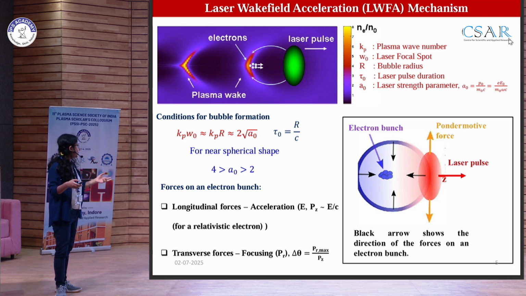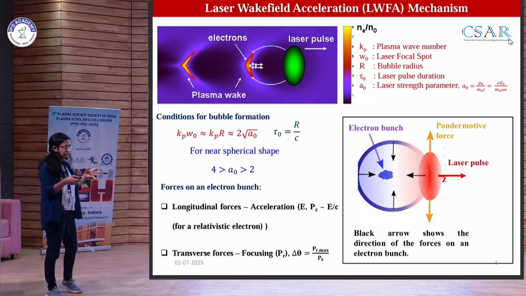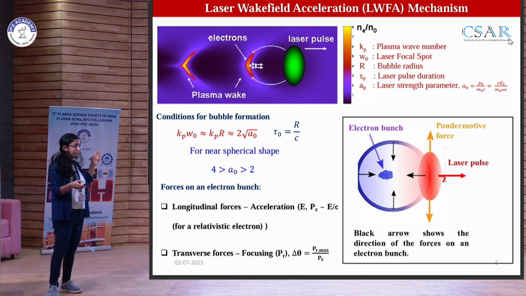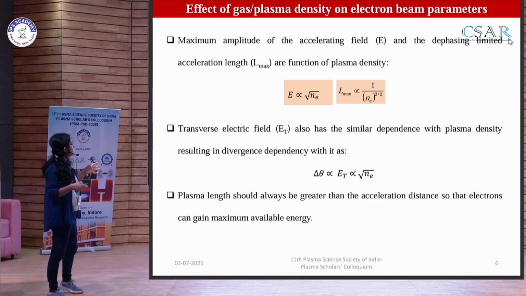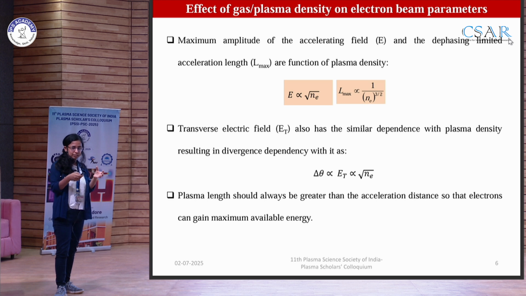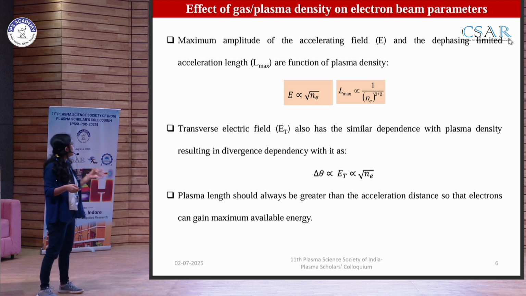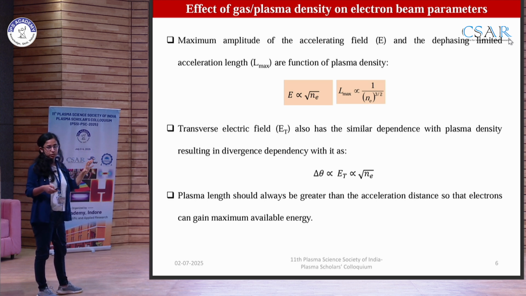And so it will control the divergence, which is the ratio of the radial to longitudinal momentum. Now, if electrons are injected in the bubble, they are accelerated along with the focusing forces, so they will come out as a beam from the laser plasma accelerator. Since plasma is acting as an accelerating medium here, the plasma density has an important role.